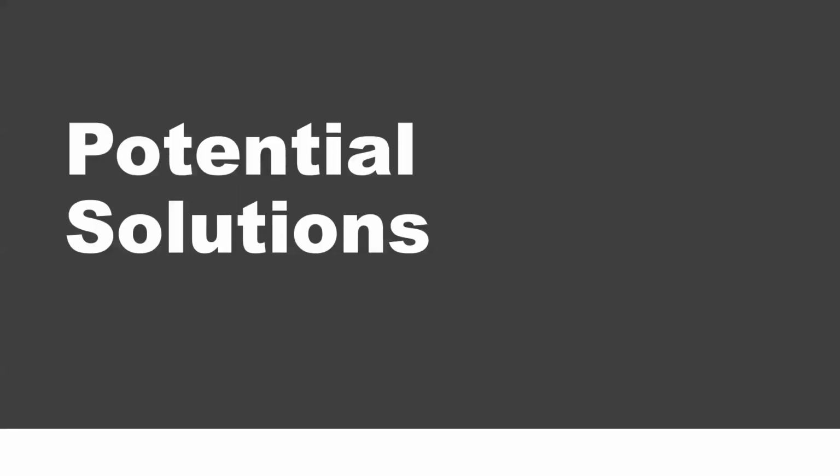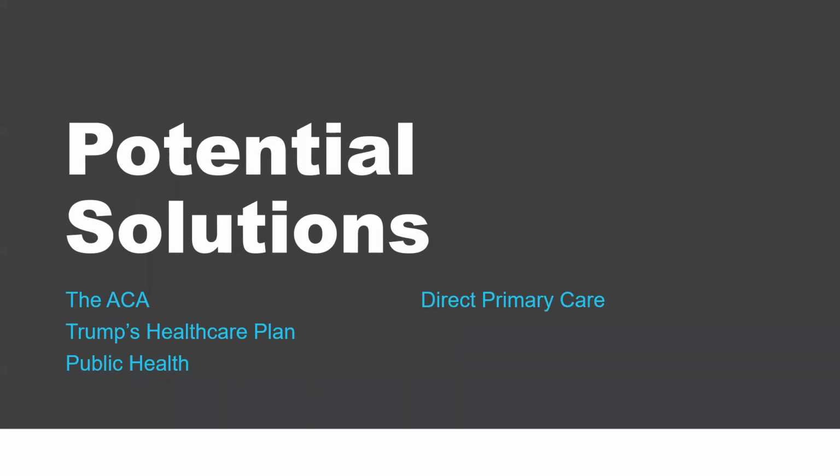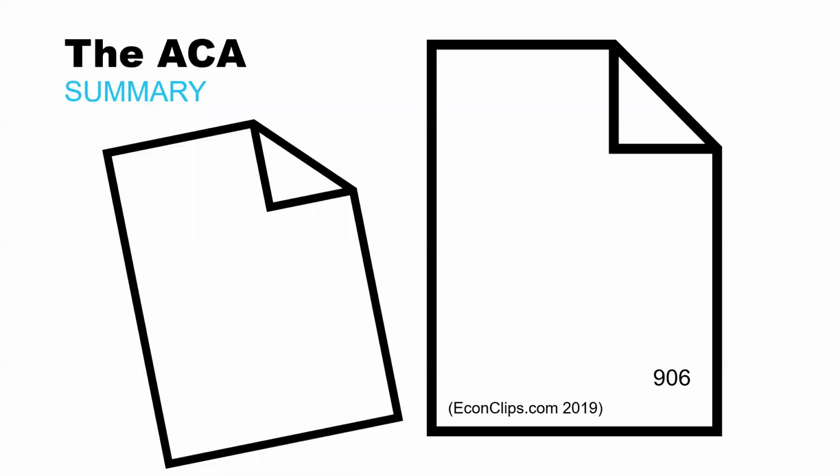So in this presentation, we're going to talk about the ACA. We're going to talk about Trump's or the conservative healthcare plan. And then we're going to talk about public health, direct primary care, and indigent clinics and NGOs. And it's going to kind of tie in everything that we talked about in parts 1 and 2.